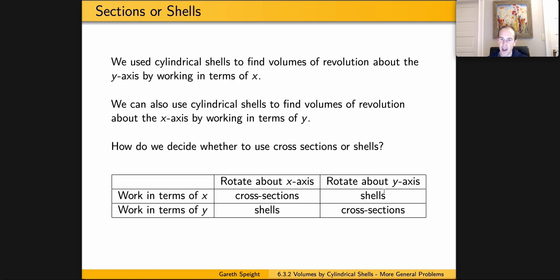But if we want to work in terms of x and rotate about the y-axis, that's what we started doing with cylindrical shells, then we're going to use shells because we cannot work out x in terms of y in order to use slices. And then if we swap x and y around, we see the opposite rules, right? Working in terms of y, for instance, if we swap the rule for rotate about x, work in terms of x, then rotate about y, working in terms of y, will be essentially the same. We're going to use cross sections. Or if we swap the rule for working in terms of x and rotating about y, if we swap everywhere the x and y, we get the corresponding rule. If we're working in terms of y and we're rotating about the x-axis, then we should use shells.